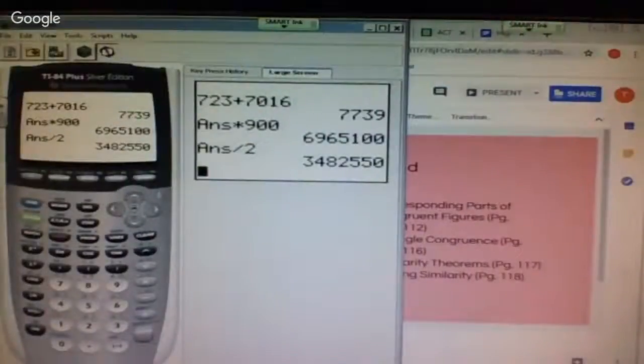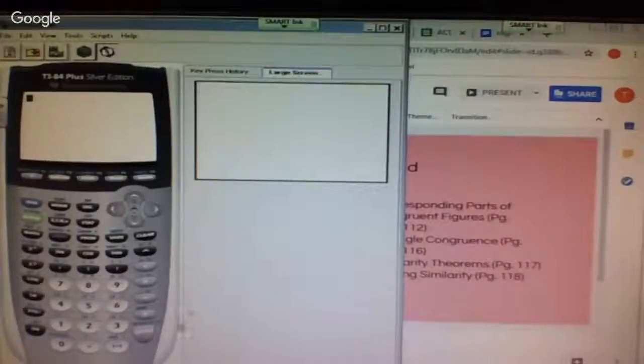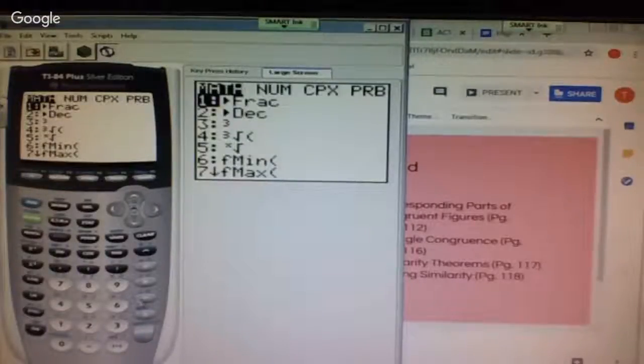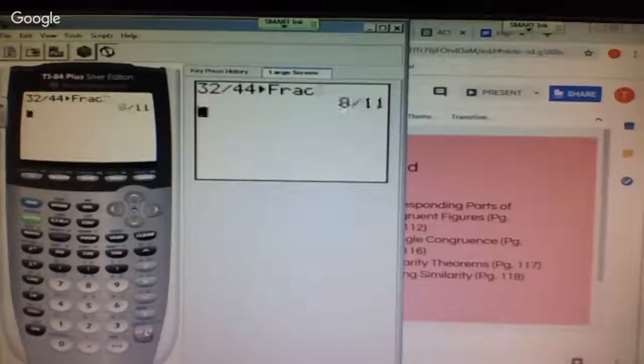Silly people in math class that don't grab calculators. So if you would go 32 divided by 44, if you don't remember how to reduce this, and you hit math and pick fraction first, that's going to be 8/11.